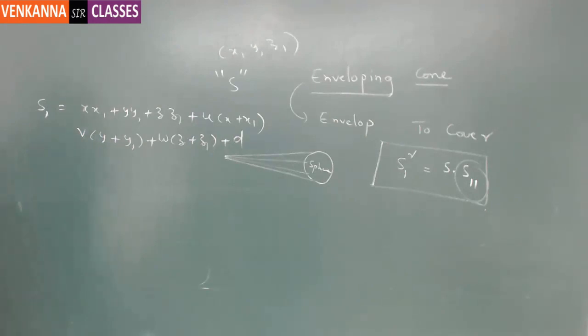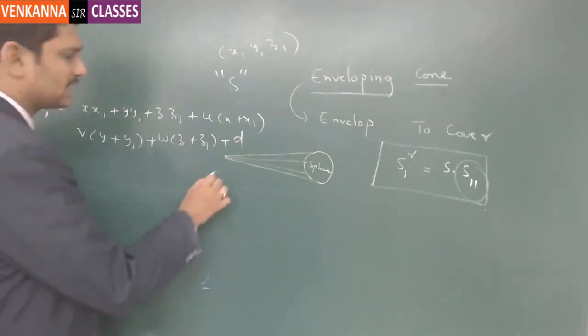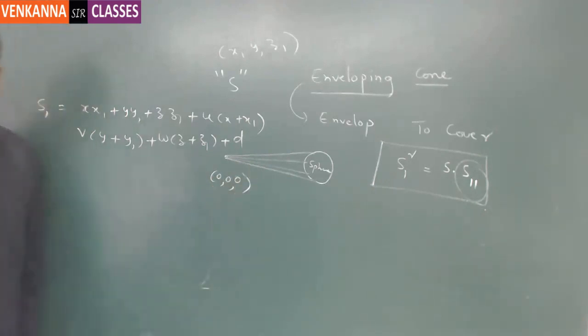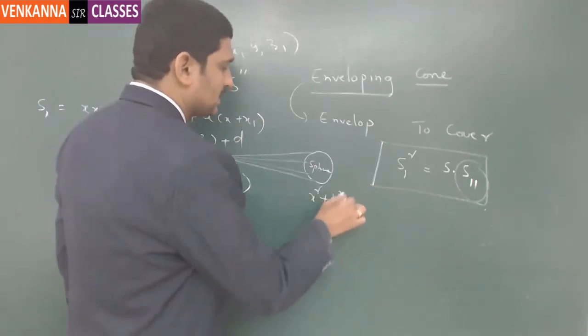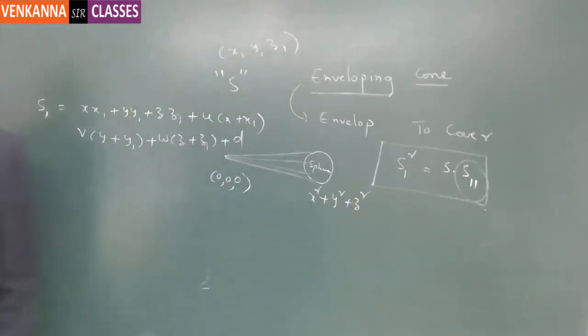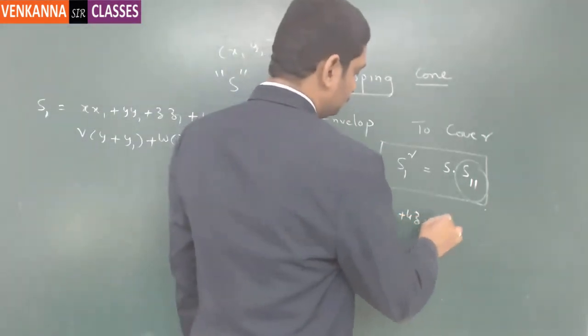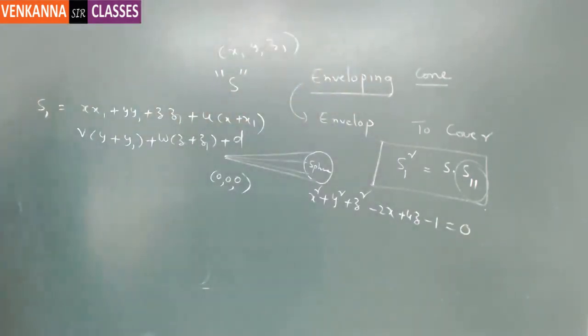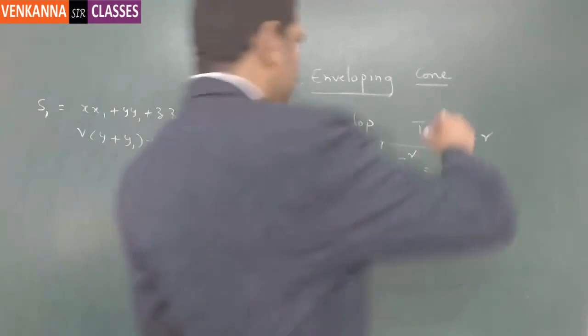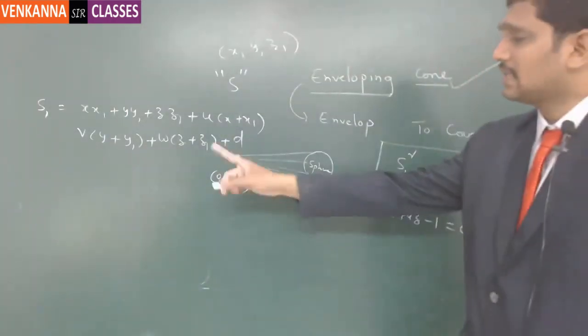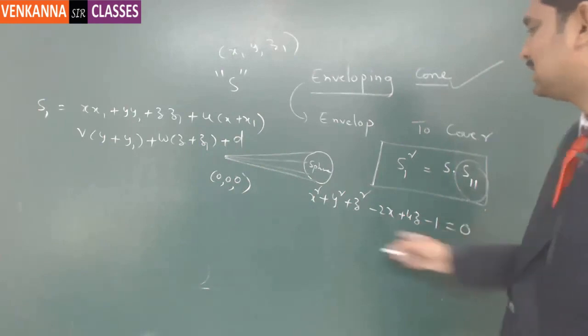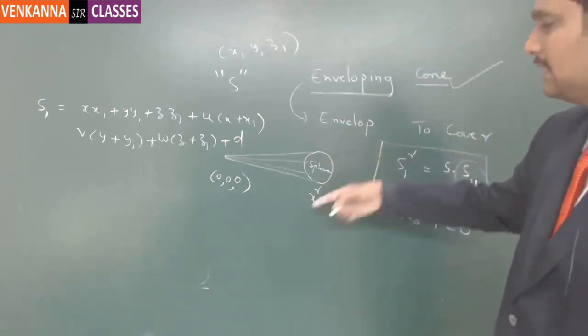Now let us take a small problem. Let us say that the vertex is the origin and the sphere equation is given by x square plus y square plus z square minus 2x plus 4z minus 1 equal to 0. So let us do a problem on this model. I want to calculate the enveloping cone where the vertex of the cone is the origin and it is enveloping this sphere.